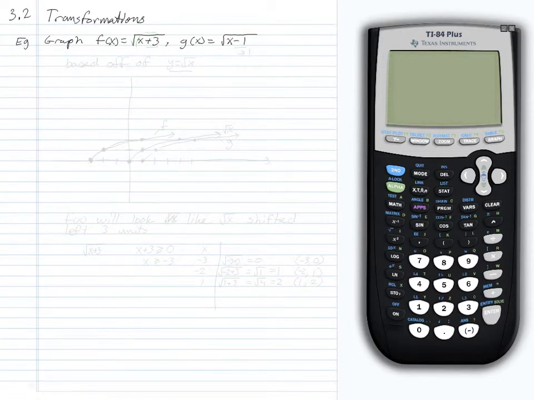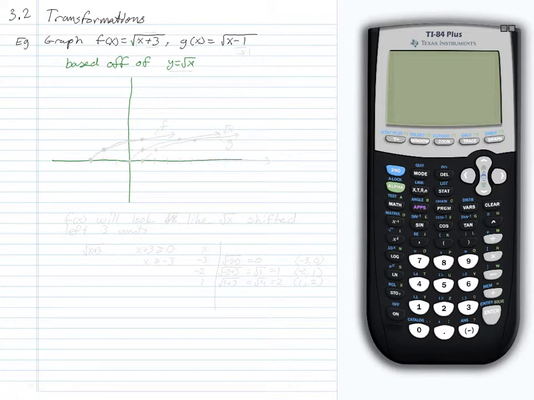So here we have two functions that are based off of one of our basic functions from the previous section. Looking at these, the overall structure of both functions is square root. I'm square rooting x plus 3 in the first function, and I'm square rooting x minus 1 in the second function. So each of these is going to be based off of the graph of the square root of x. So get out your graph paper. We're going to graph this one by hand.